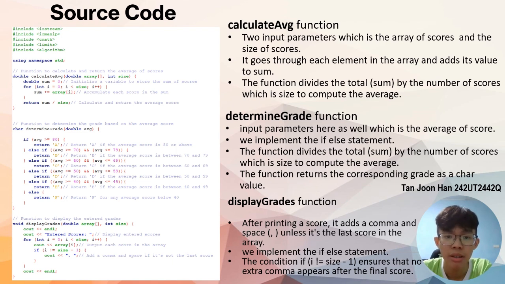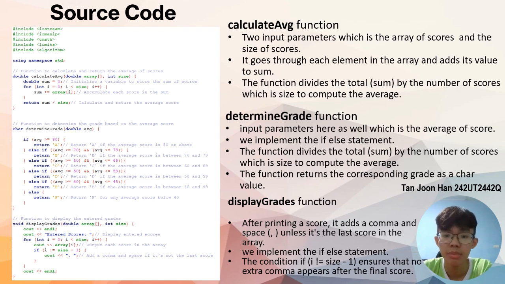And the next one is the determineGrade function. This function is to determine the grade corresponding to a given average score. There is an input parameter here as well, which is the average score. First, we implement the if-else statement. If the average is 80 or higher, it returns A. If the average is between 70 and 79, it returns B. Similarly, grades C, D, and E are assigned for ranges down to 40. For scores below 40, it returns F, indicating failure. Lastly, the function returns the corresponding grade as a character value.